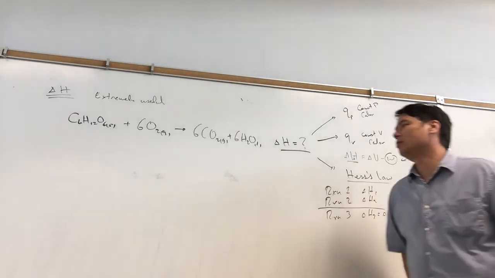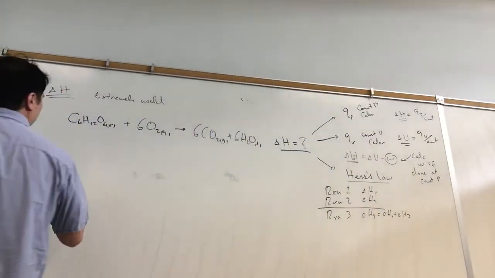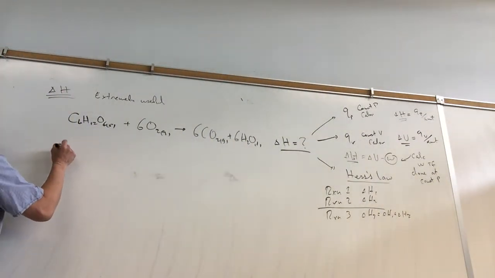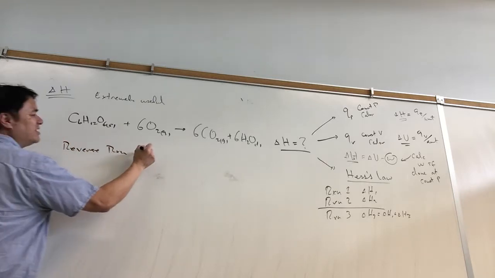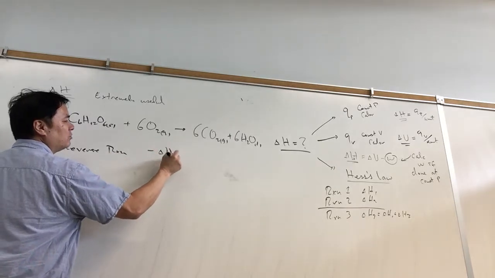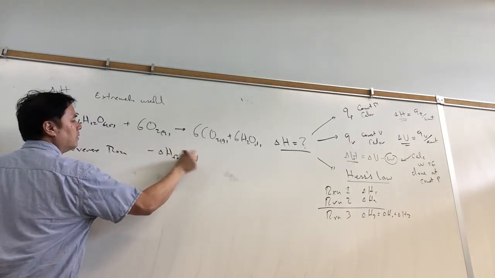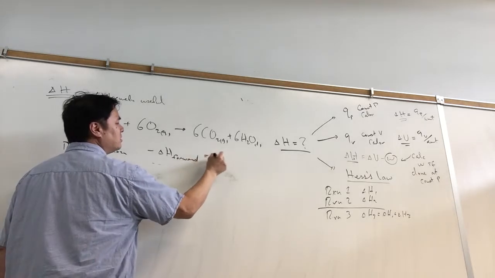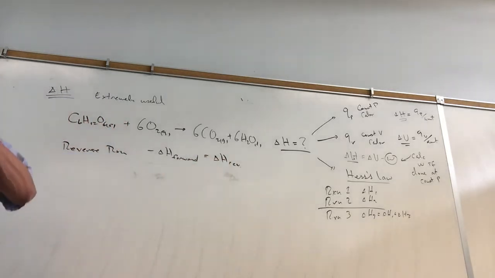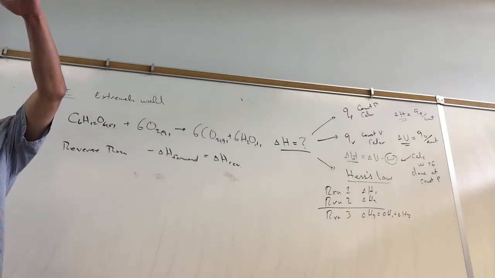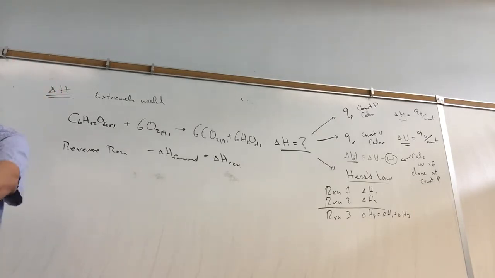But for Hess's law, we require a few other things too. If we reverse the reaction, then we take the negative of the delta H of the forward reaction. The negative of the delta H of the forward reaction is equal to the delta H of the reverse reaction. So we just change the sign. Let's say if it costs you 1,000 kilojoules going up, then you're going to get 1,000 kilojoules going down. This is because of the first law of thermodynamics, right?